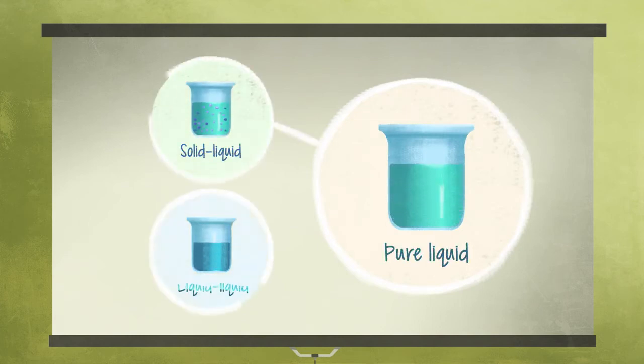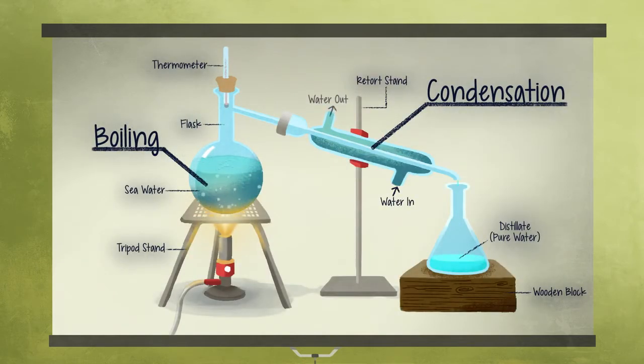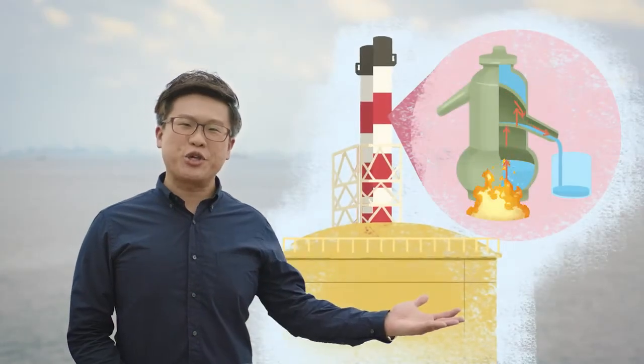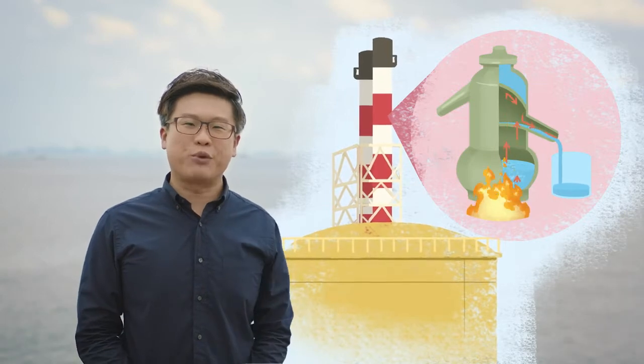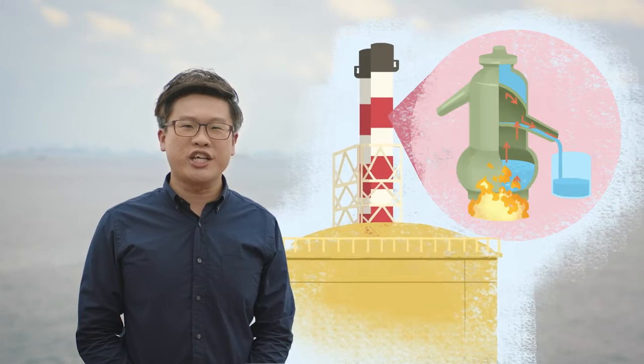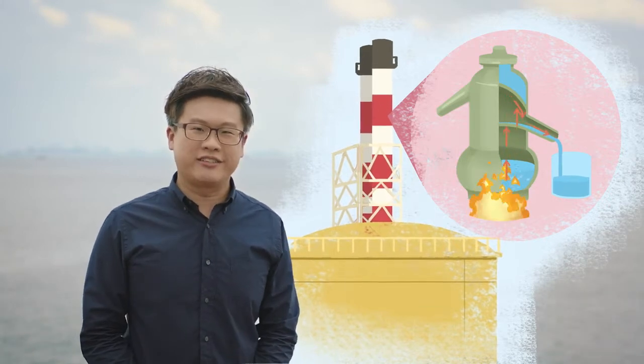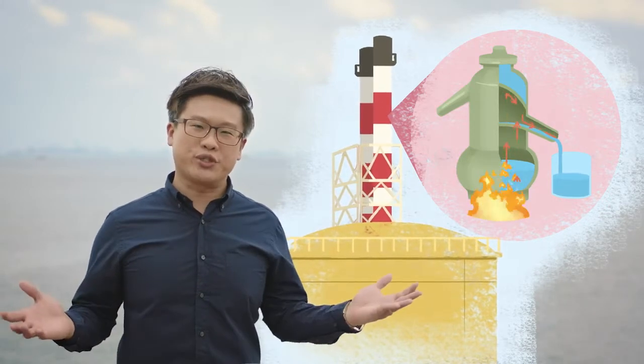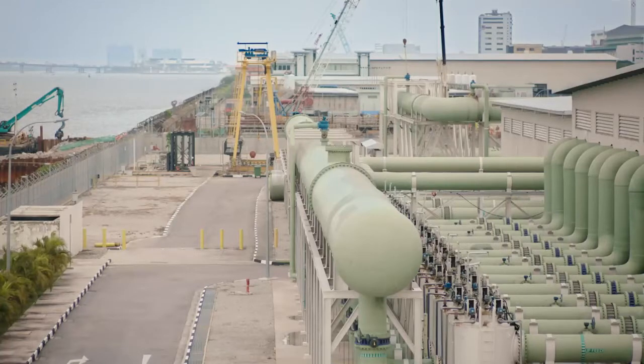Distillation is a technique used to separate a pure liquid from a solid-liquid or liquid-liquid mixture. The two main processes involved in distillation are boiling and condensation. While distillation can be used to obtain drinking water from seawater, Singapore does not use this technique as it uses a lot of energy and hence is too costly. So, what process do we use? Let's find out more from an engineer from PUB.